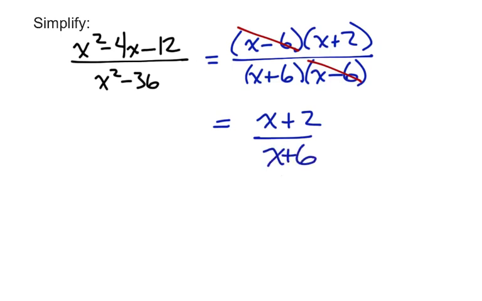You can't cancel the x's, and you can't take a 2 out of the 6 and 3. Right? Because what cancels with division? Multiplication, not addition. Right? So be careful of that. This is our final answer.